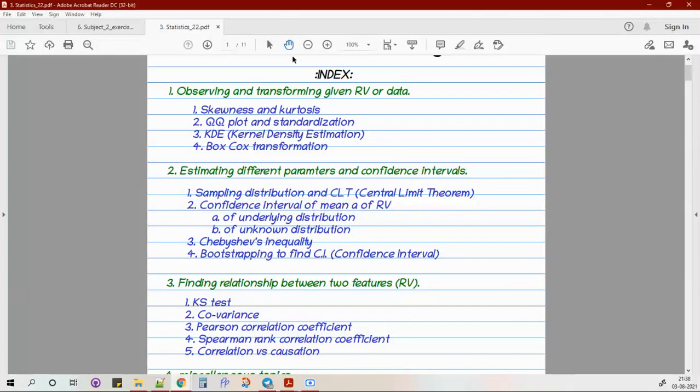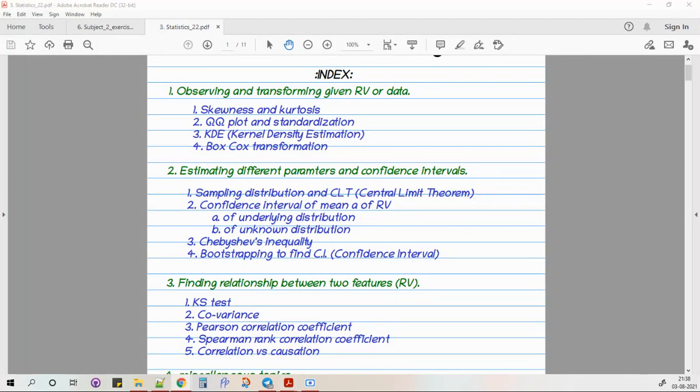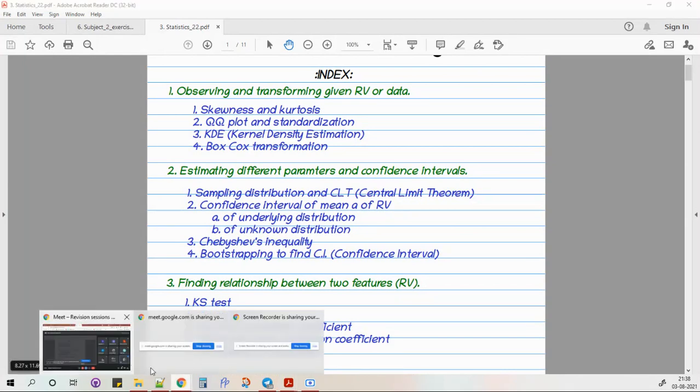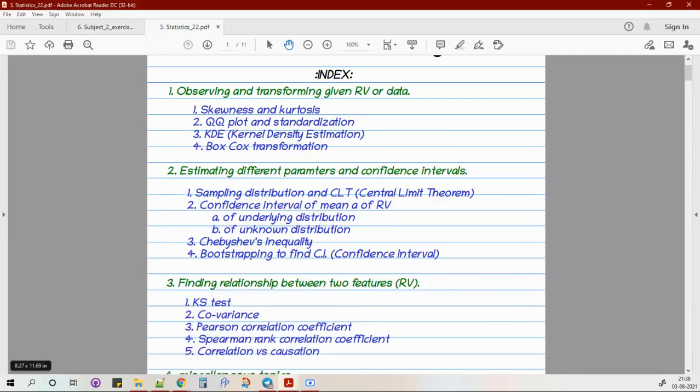Okay. Right. So this thing, estimating the different parameters. Did you share this PDF? Yes, Mohit. It's there on Google Drive. I just changed the numbers and everything on Google Drive, 1, 2, 3, 4, 5 like that. Okay.